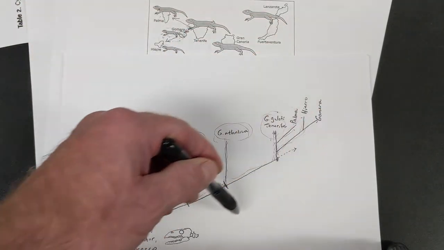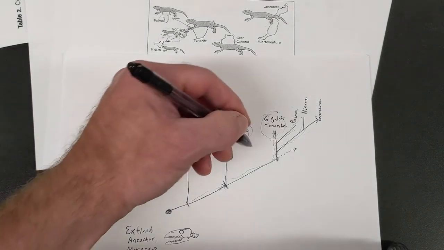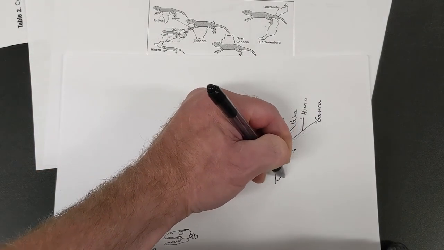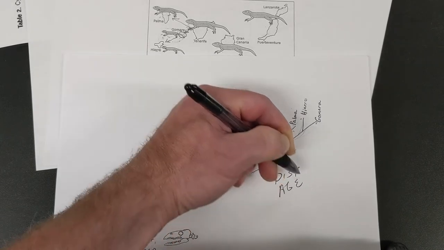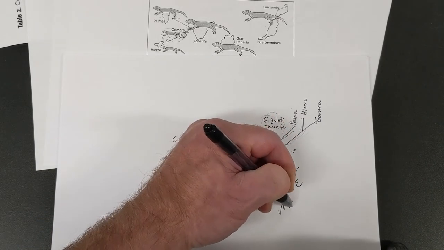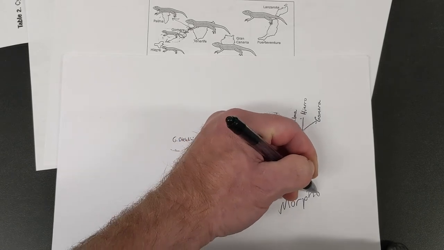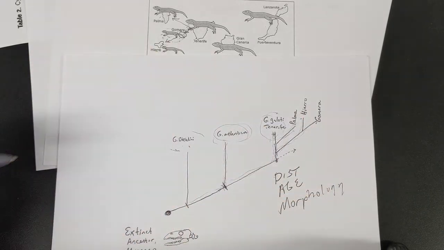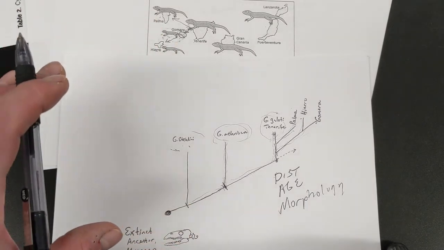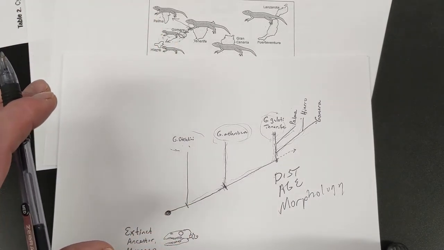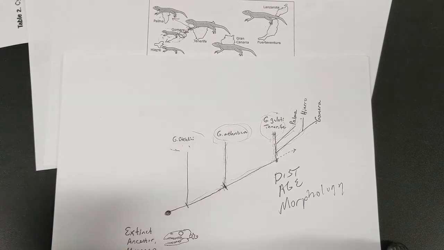So this is my third hypothesis, and this is based on distance, age of the islands, and morphology, which is the form, shape, or measurements of an animal. So I'm pretty confident with this. But now we're going to bring in one more field, and that is molecular biology.